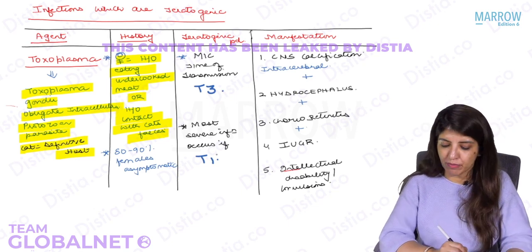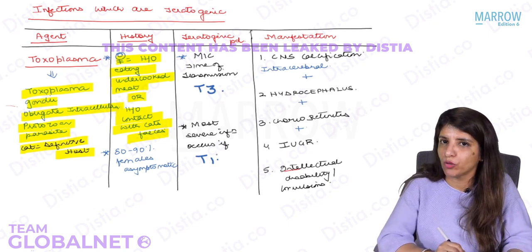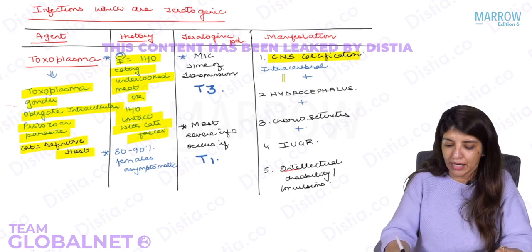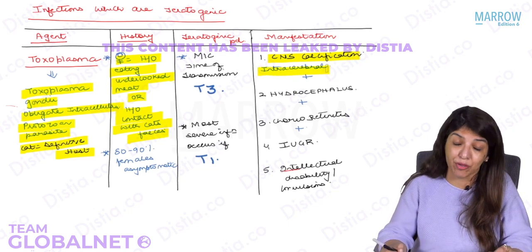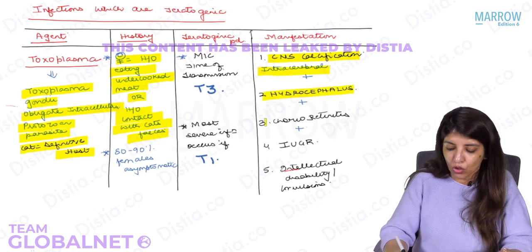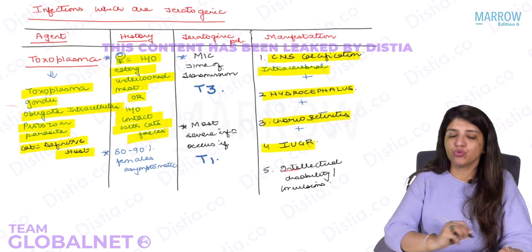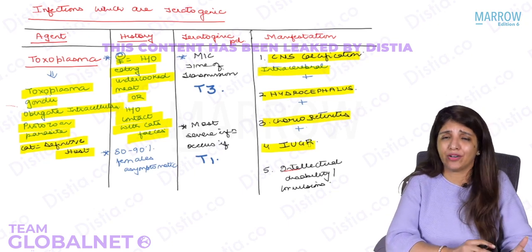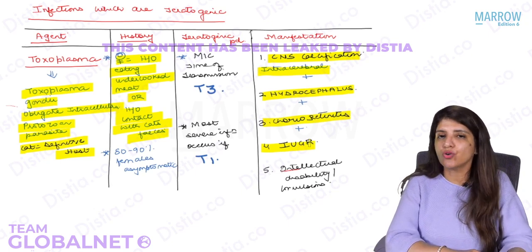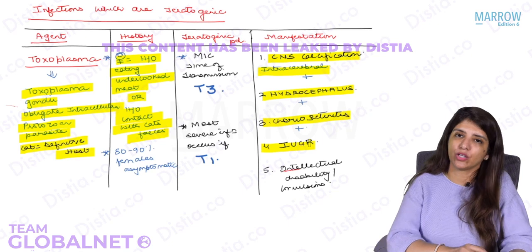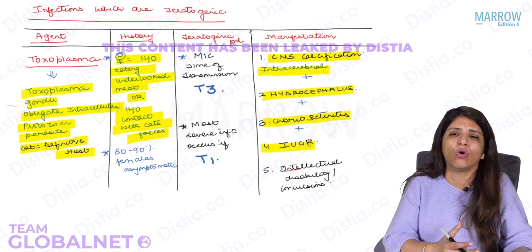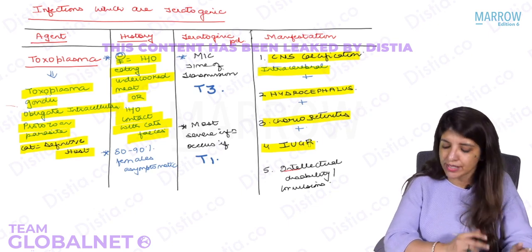Now, in Toxoplasma infection, again, what are the things which I am going to get? I am going to get CNS calcifications. This time it will be intracerebral calcifications. I am going to get hydrocephalus, chorioretinitis, and IUGR. So this is the tetrad which you get. You get CNS calcifications, hydrocephalus, chorioretinitis, and IUGR. As I told you, intellectual disability is seen mostly with all the torch infections. Right?